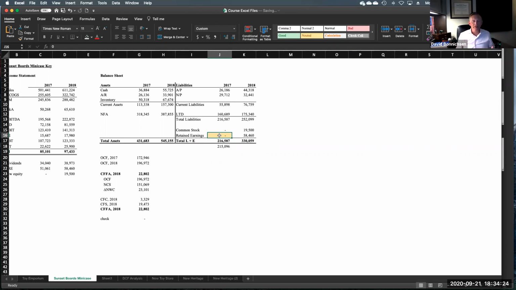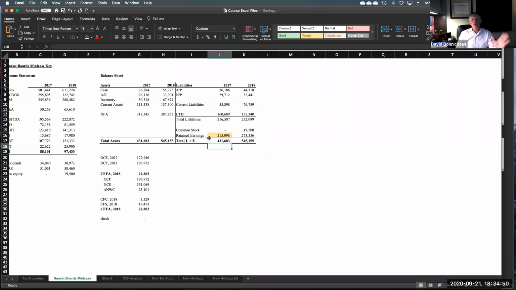You could have plugged it into common stock. The math would have worked out fine. But since you were given new equity as 0 in 2017, most of you plugged retained earnings as that number, 215,096, which then forced the 2017 numbers on the balance sheet to balance out.